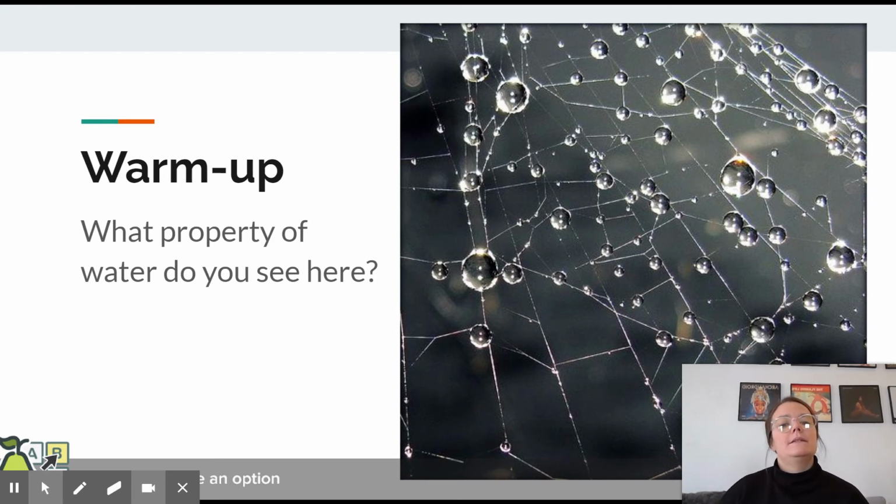Take a look here. You see water droplets forming and then sticking to a spider web. Which property of water are you seeing here, and how do you know?